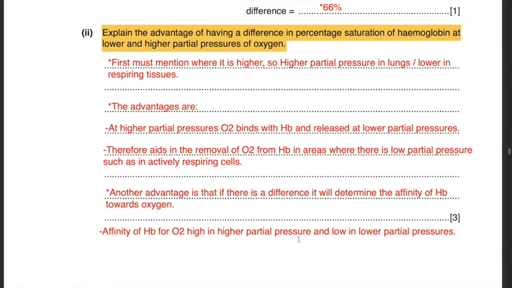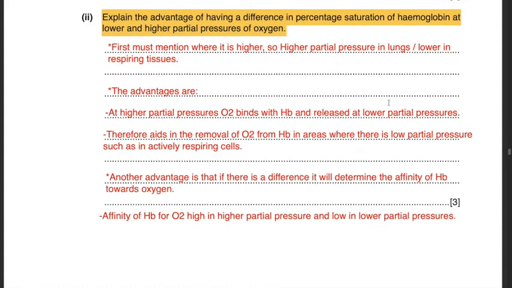Part 2. Explain the advantage of having a difference in percentage saturation of hemoglobin at lower and higher partial pressures of oxygen. First, you must mention where it is higher. So, the higher partial pressure is in the lungs, obviously. Since we are talking about the partial pressures of oxygen, it will be highest or higher in the lungs and lower in the respiring tissues. What are the advantages of it?